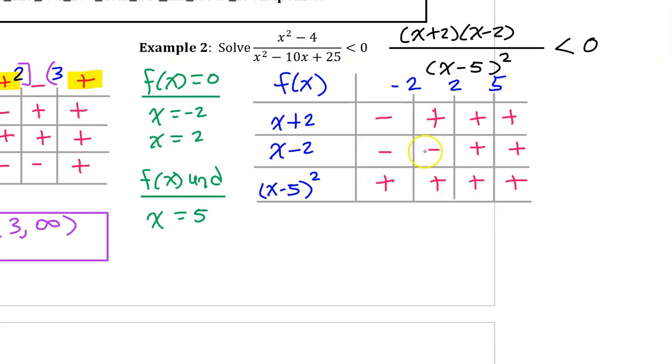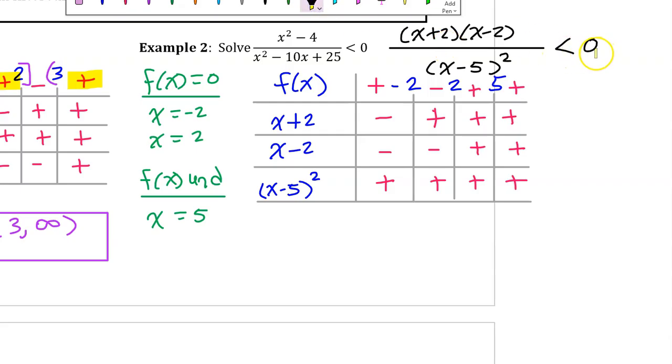What about the overall sign of f of x? It will be positive in the first interval because of the even number of negatives. Negative in the second interval, odd number of minuses. It will be positive in the last two intervals, nothing but positive. We are looking for the values of x that will cause f of x to be less than 0. So the solutions will be in the intervals where f of x is negative.